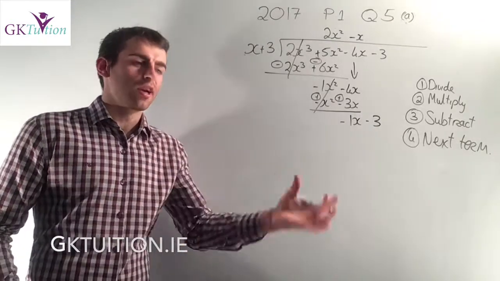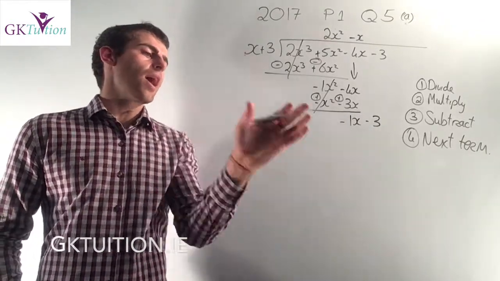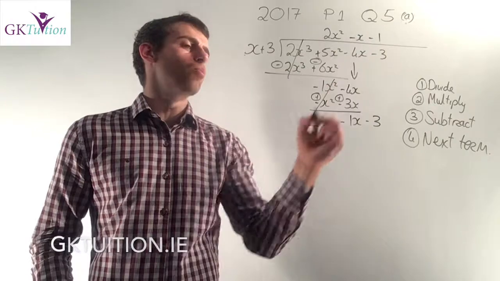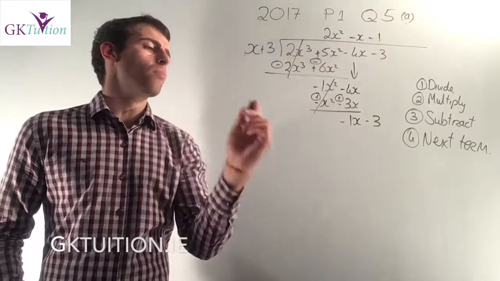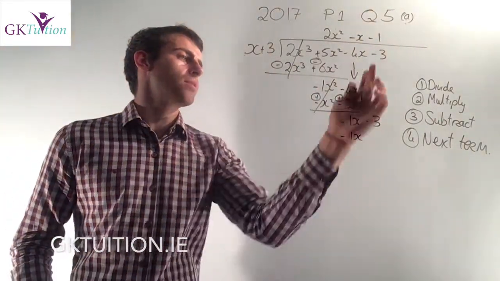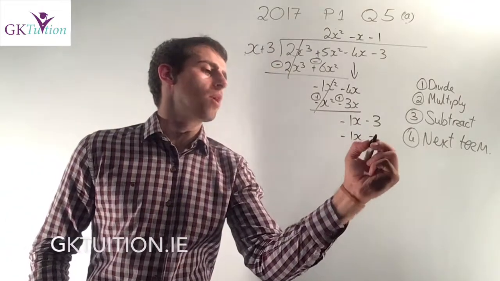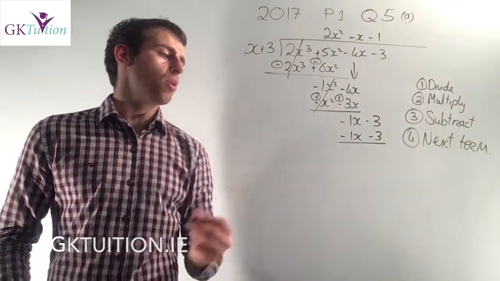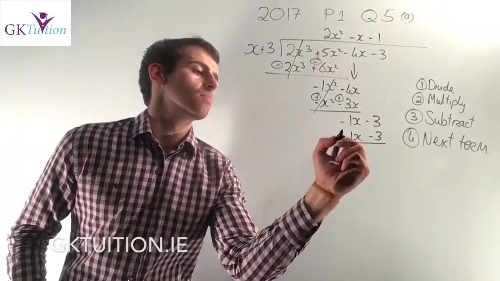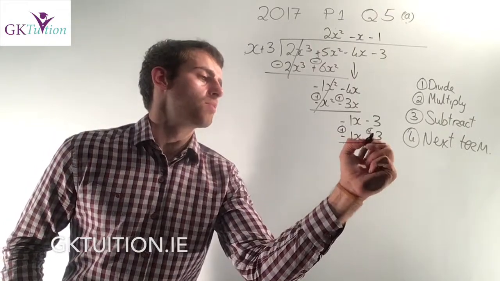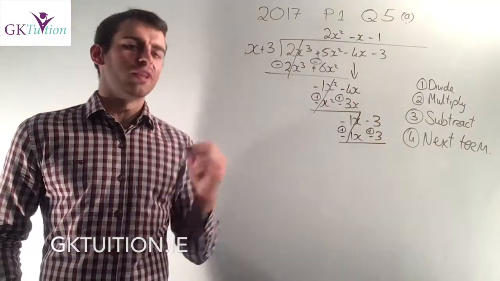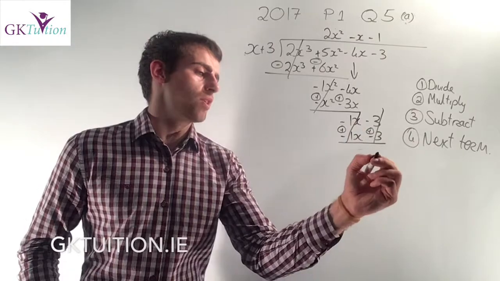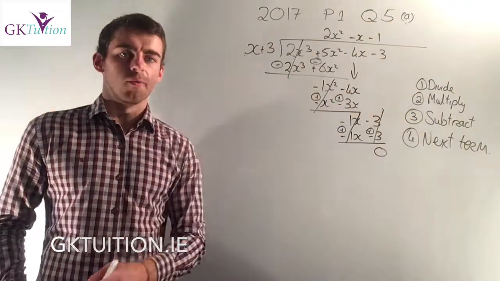And again, I'm just going to start the process all over again. x into minus x goes minus 1 times. So minus 1 by x gives me minus 1x. Minus 1 by 3 gives me minus 3. And then I'm going to put a line underneath it and change my signs. So this becomes a plus, this becomes a plus. Minus 1 plus 1 is 0. Minus 3 plus 3 is 0. So the remainder is 0.